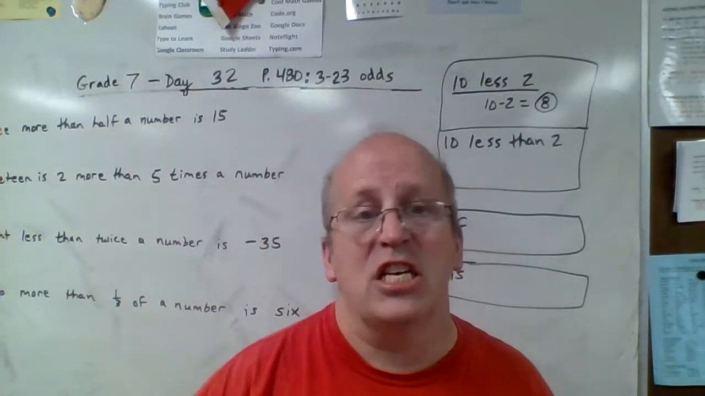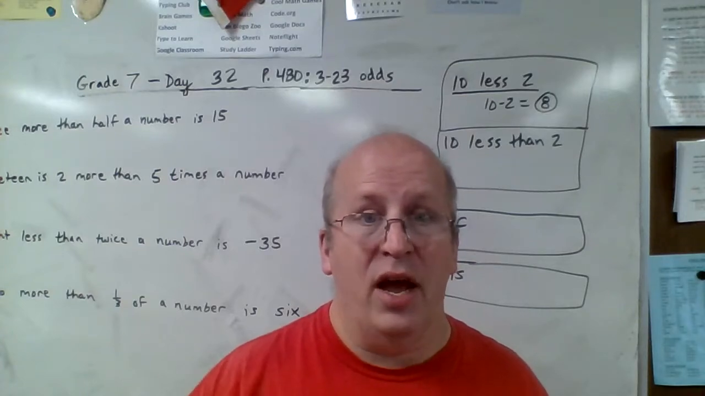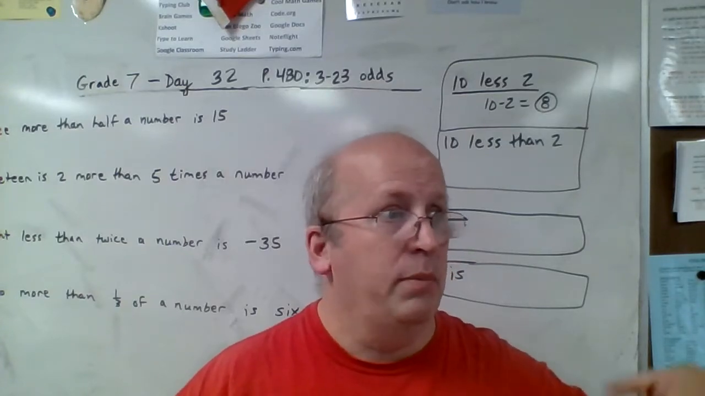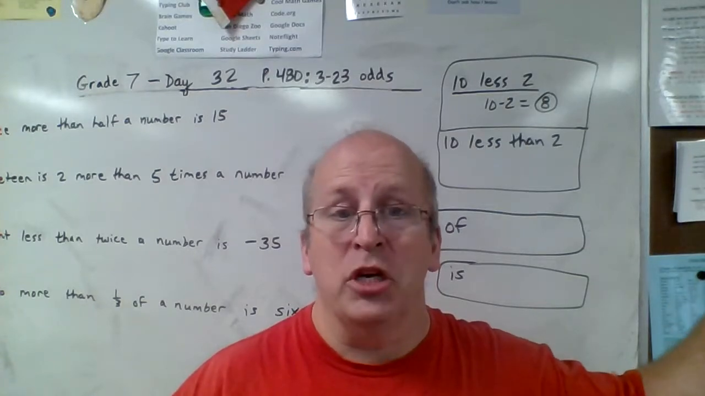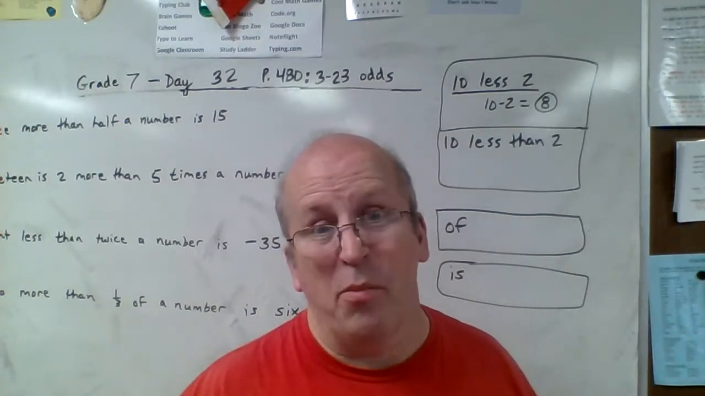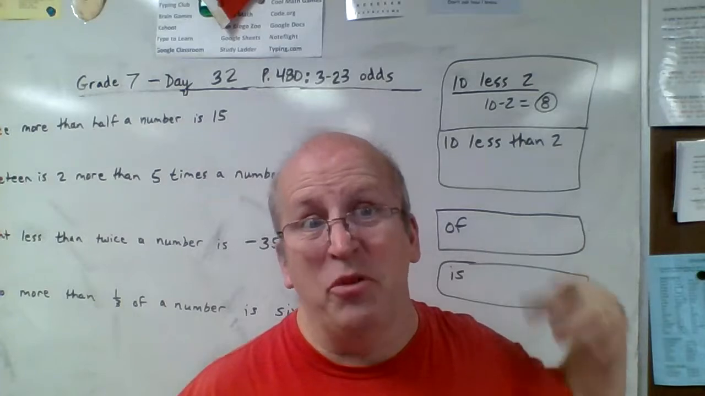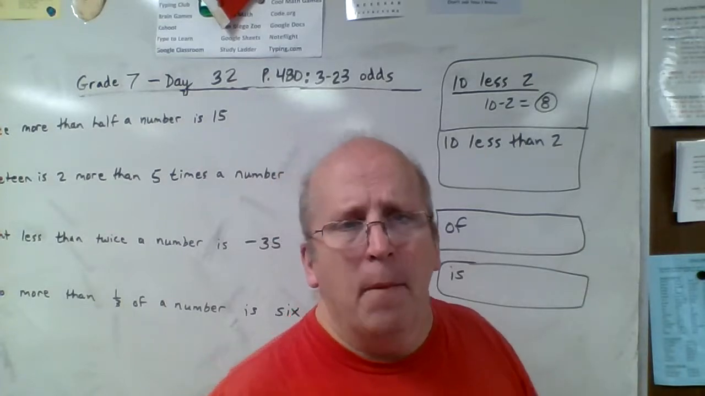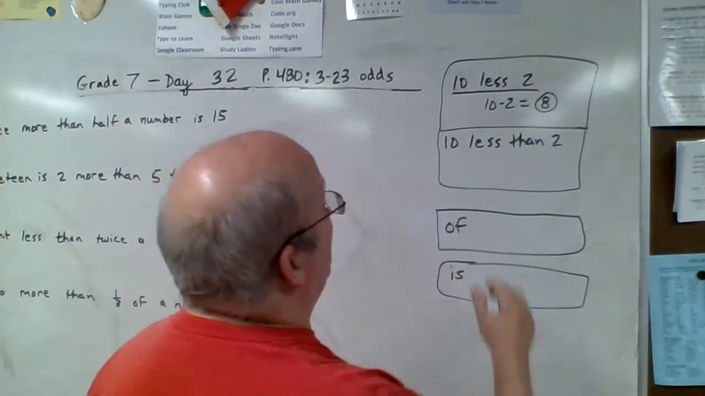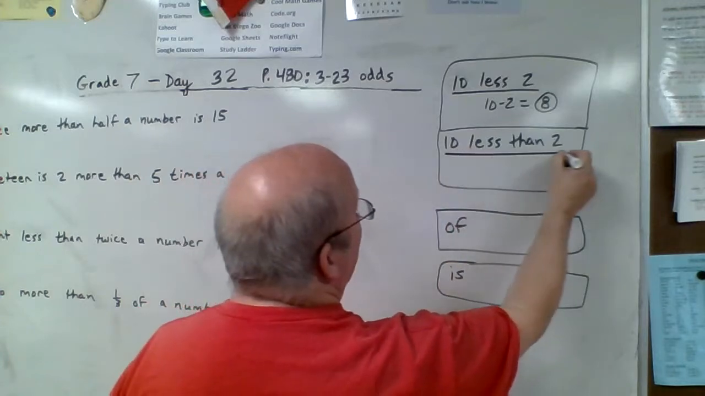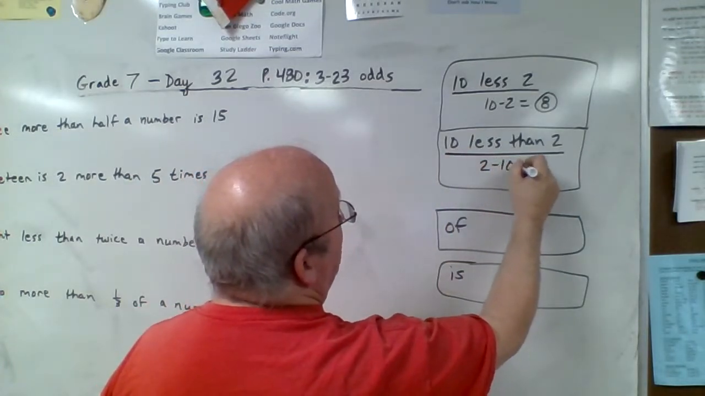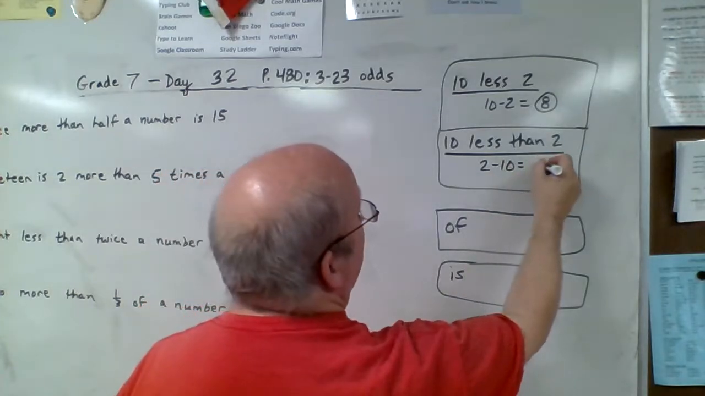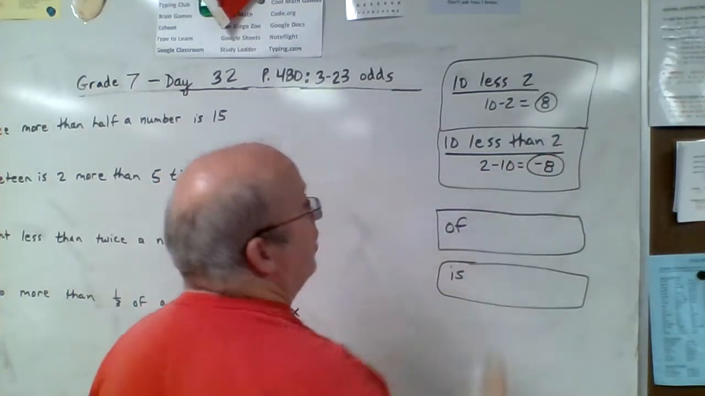10 less 2. In other words, I have 10 objects. Maybe Susie has 10 less 2 objects. In other words, she has a smaller amount than I do. She has 8 objects. I have 10 objects. But the phrase less than means something else. If you see 10 less than 2, that really means the second number minus the first number, which gives us an answer of -8.